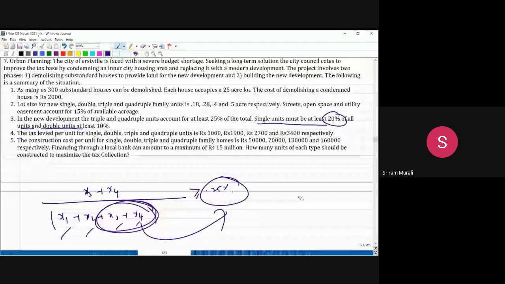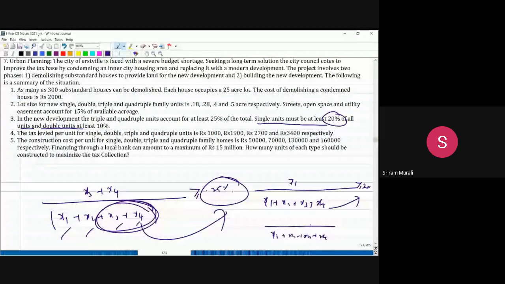So in the total x1 plus x2 plus x3 of all, 20% should go to whom? Single unit is x1, in which single unit is 20% in the total. The same way double unit is 10% of the total. So x1 plus x2 plus x3 plus x4, your double unit x2 should have 10% of the total. Have you understood this?